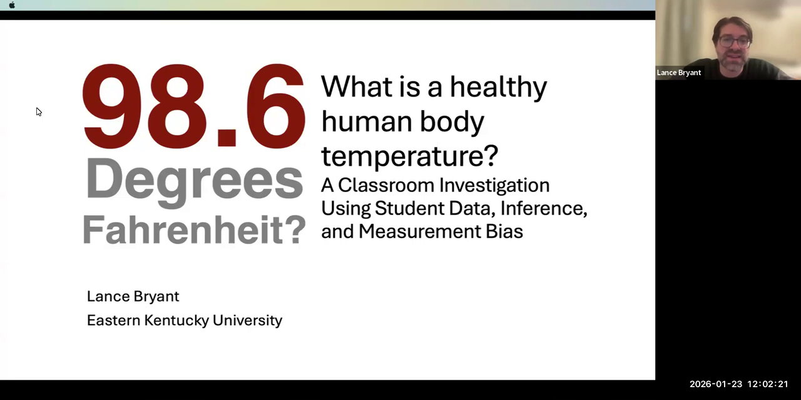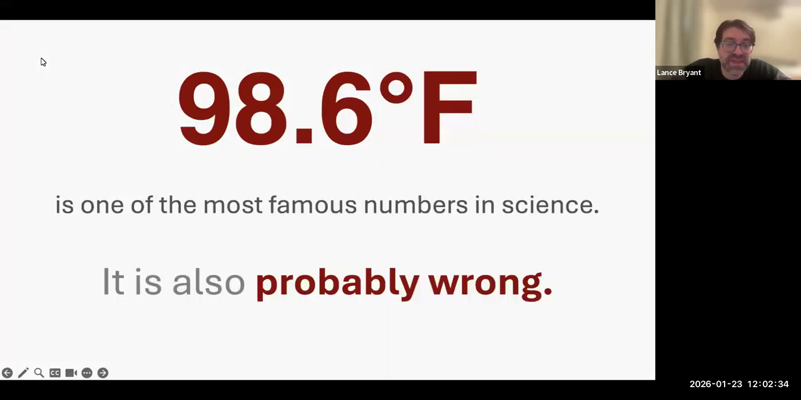It's looking at 98.6 degrees Fahrenheit, and the question that this is all based around is: what is a healthy human body temperature? This was the hook for the students. 98.6 degrees Fahrenheit is one of the most famous numbers in science, but it's also probably wrong or has changed over time. It's nice to start with a number that most of them recognize, and it feels like it has some authority to it. And then we challenge that, right?